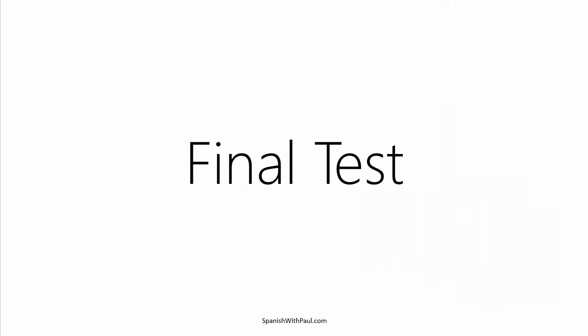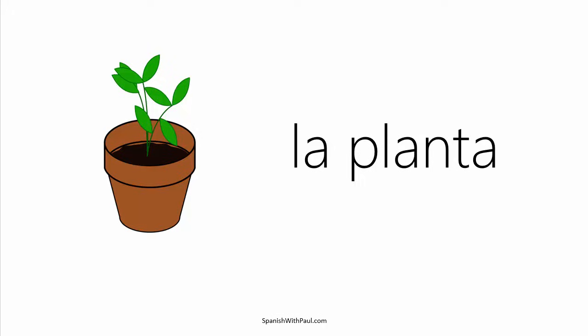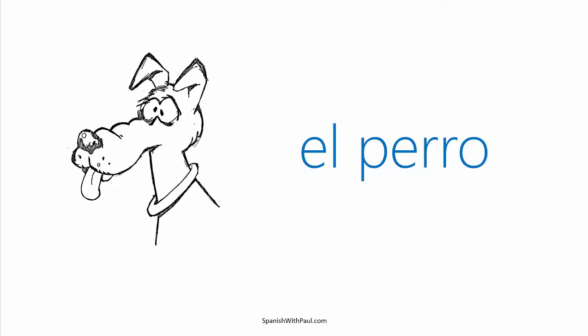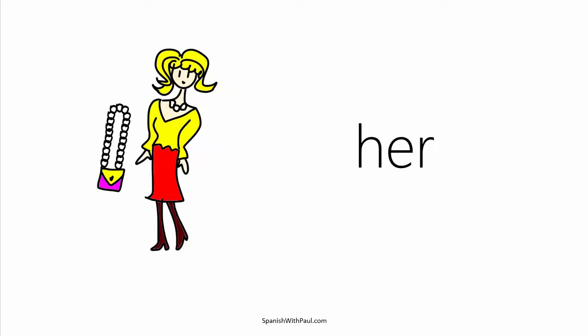Let's run a final test now. Say we were referring to the plant, la planta. How would you say, I see it? La veo. Now we're referring to the dog, el perro. How would you say, I see it? Lo veo. Now we're referring to this boy, him. How would you say, I see him? Lo veo. And let's switch to her. How would you say, I see her?